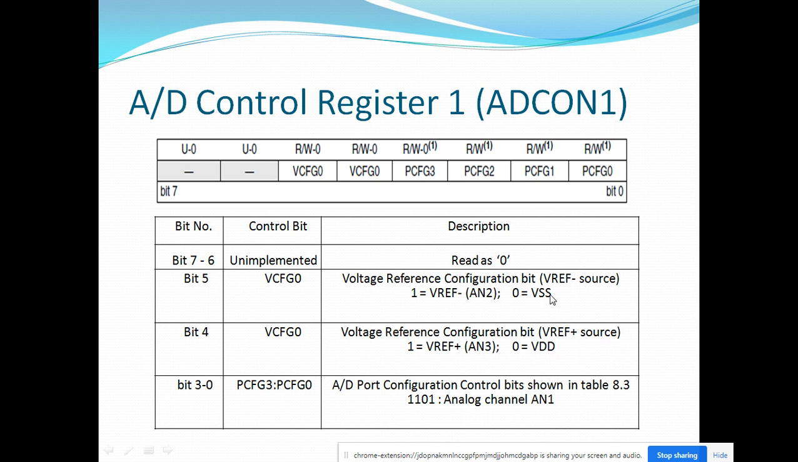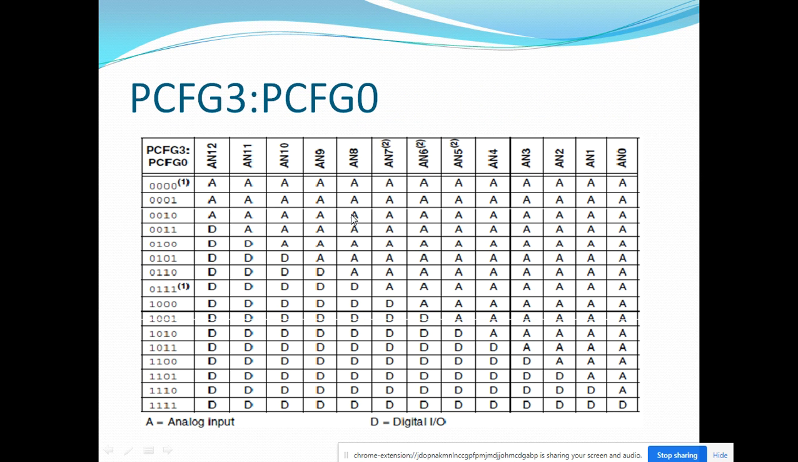So VDD and VSS, that is the 0 to 5 volt range, is selected. Here the remaining 4 bits are used as ADC port configuration control bits. These configure the port pins as analog or digital, because we know that all these ports can also be used as digital input output.